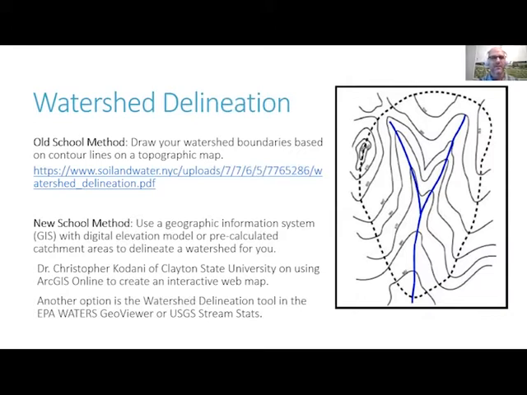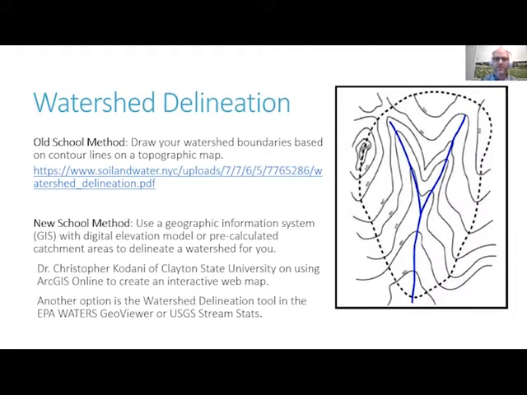And kind of the traditional old school method was using a topographic map and then taking a point, such as the point at the bottom of this map on the right, where the dotted line crosses the stream, and then you kind of draw your dotted line perpendicular to the topo lines, and that's how you would delineate the watershed.